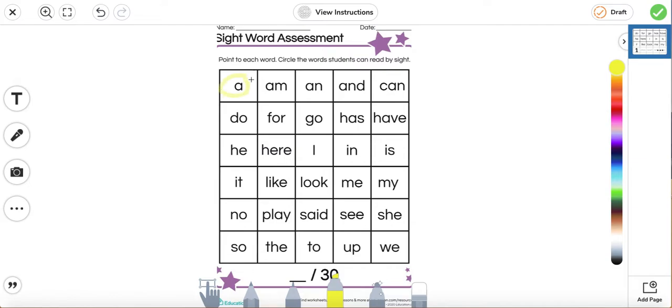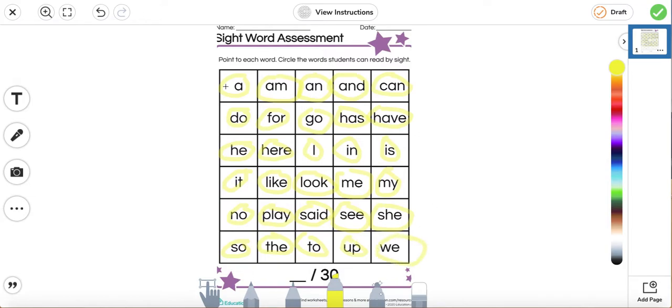A, M, N, and, can, do, for, go, has, have, he, here, I, in, is, it, like, look, me, my, know, play, said, see, she, so, the, to, up, we.